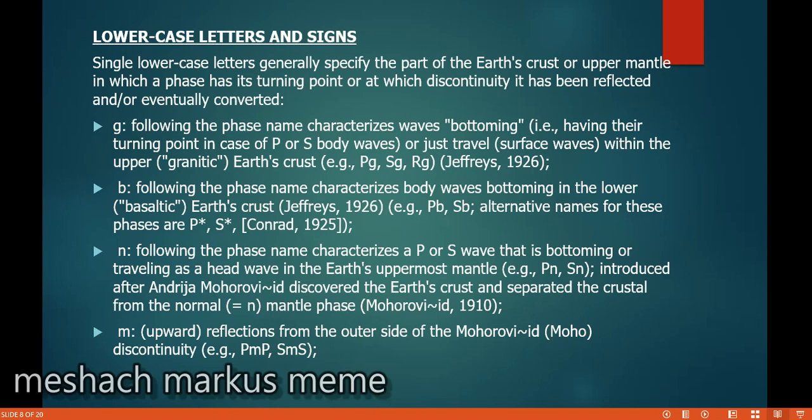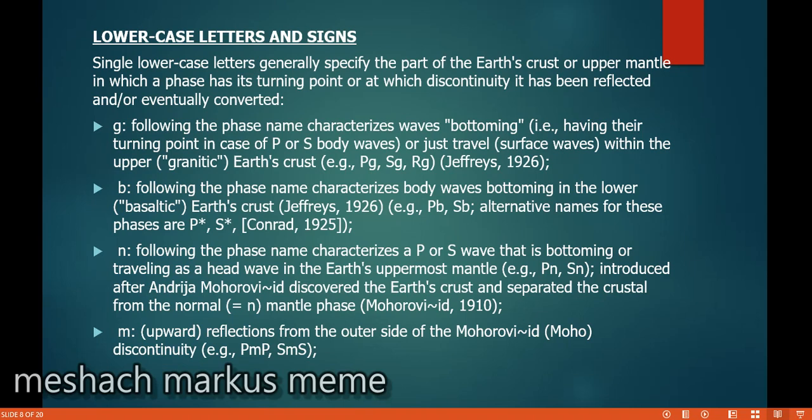We have b following the first name, characterizing body waves bottoming in the lower basaltic crust. Granite and basalt are examples of rocks. So in most cases in that environment, the major rocks are basalt and granite. That's the major rocks there.